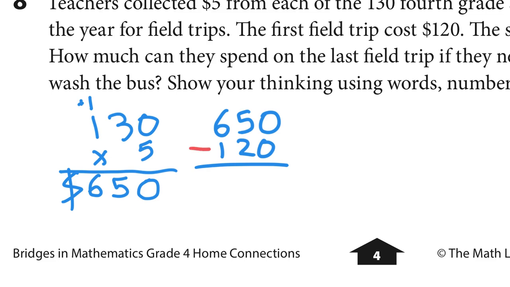So let's do that. Starting with 0 minus 0. Ooh, I like it when they make it easy for us. 0. Also we're going to take 5 minus 2. So 5 take away 2. It's going to be a 3. 6 take away 1. 5. So we have $530 left, okay? So this number we don't have anymore, okay?